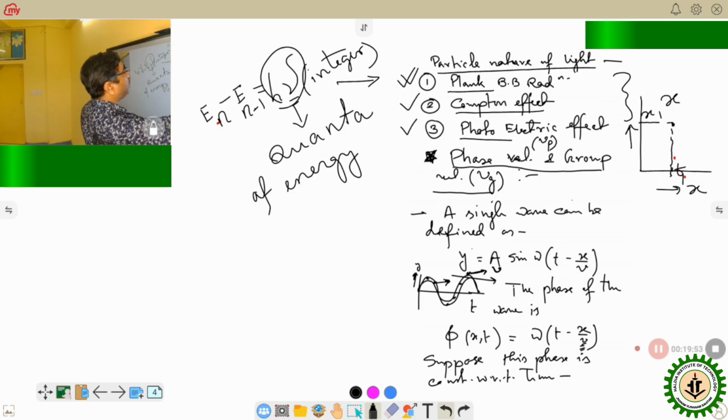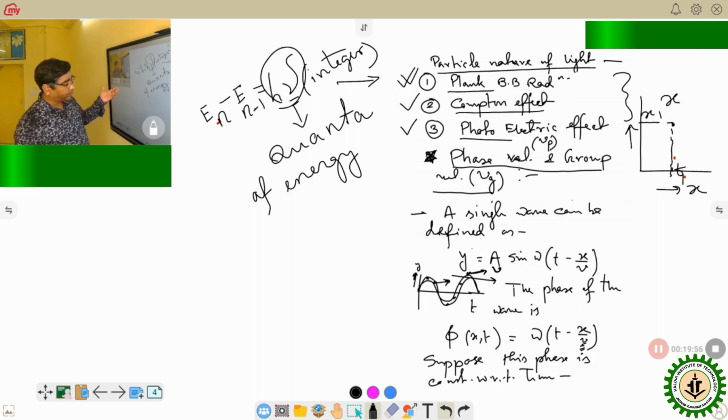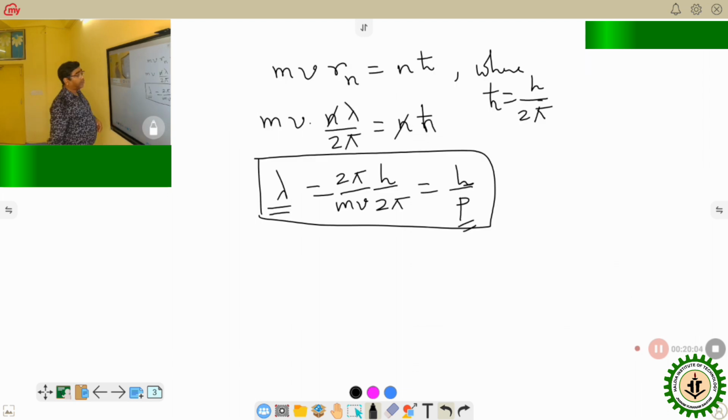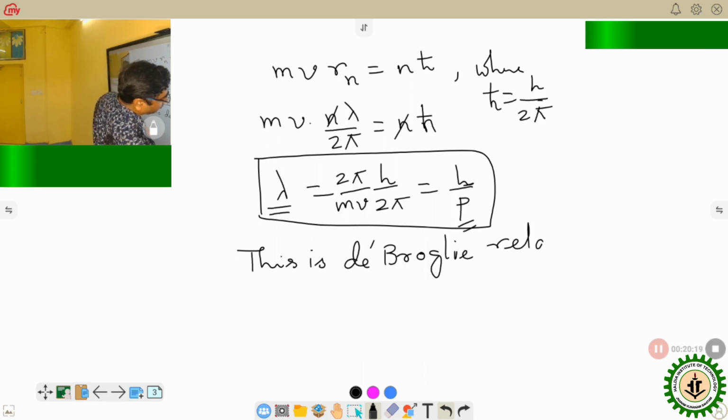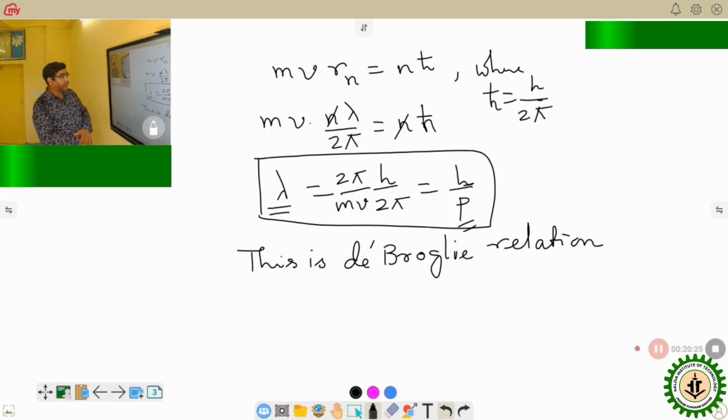And here I have initially mentioned what the particle nature and what the wave nature are, and how they proposed this de Broglie hypothesis. This is the de Broglie relation. We will practice certain problems based on this hypothesis and this relationship.